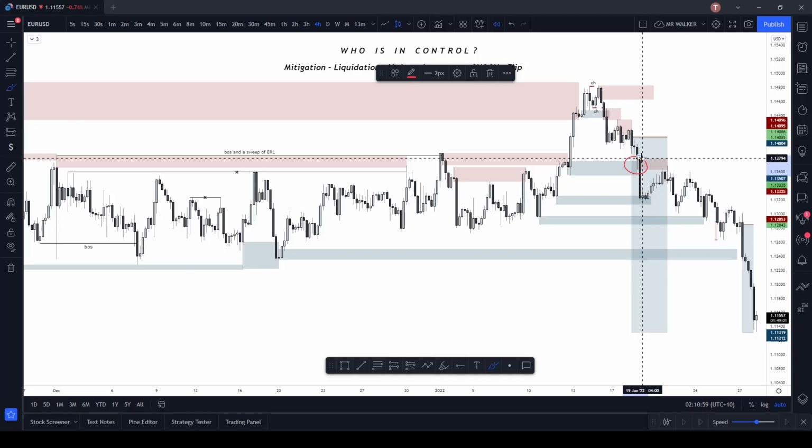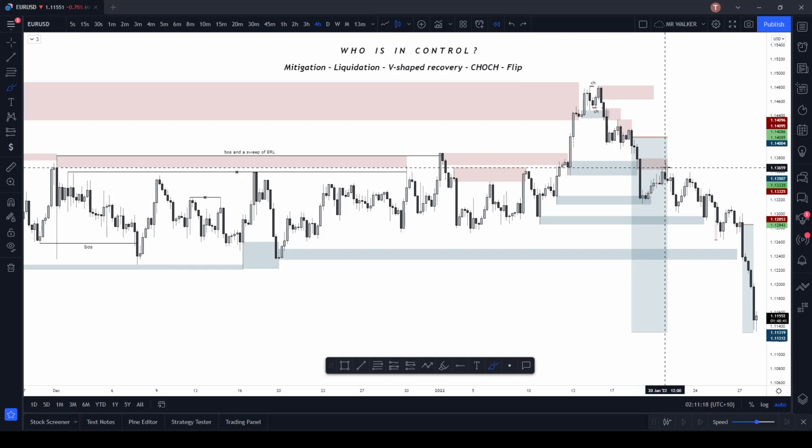So we get the reaction. I'm pretty sure there was no 15-minute change of character, and we then see a big impulsive candle to the downside. And these buy-to-sell wicks are the hidden supply that the price has come up and mitigated. So just study the price as I do that right now.